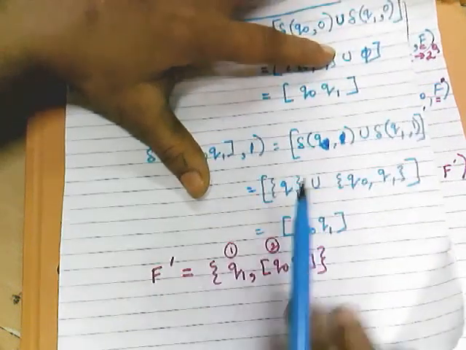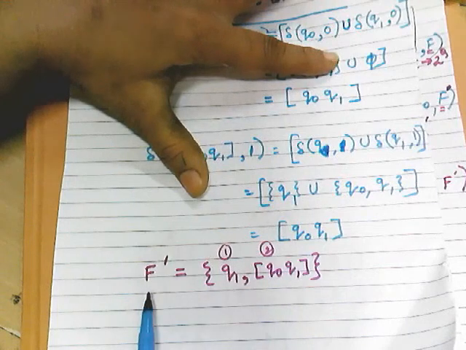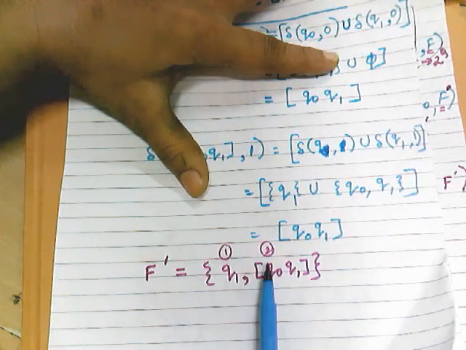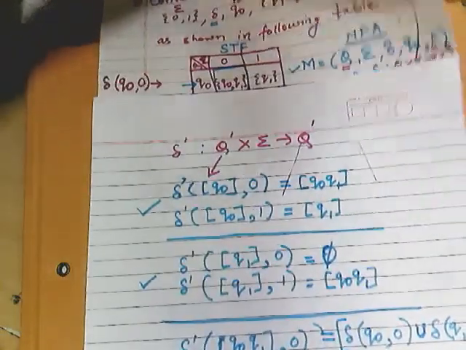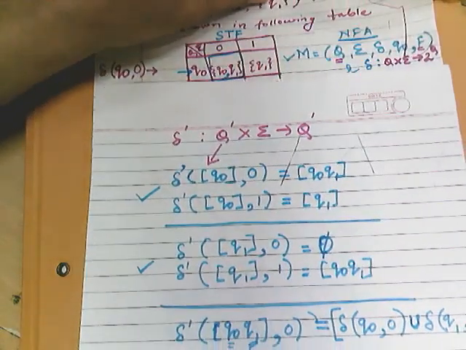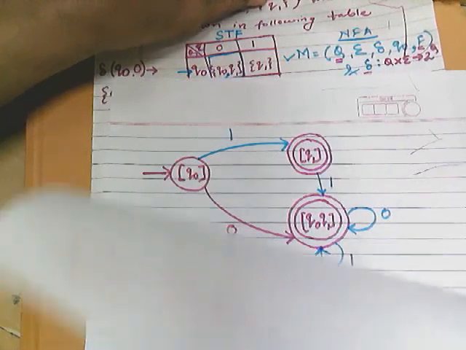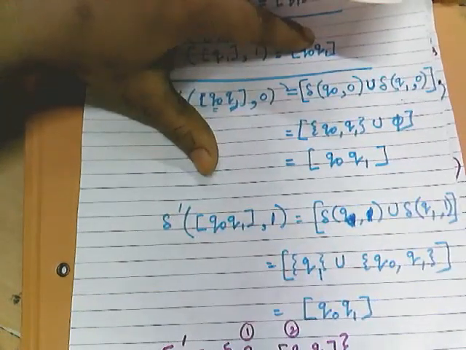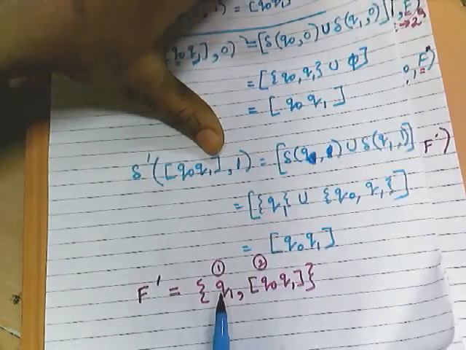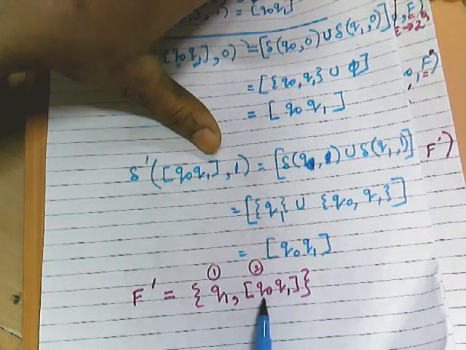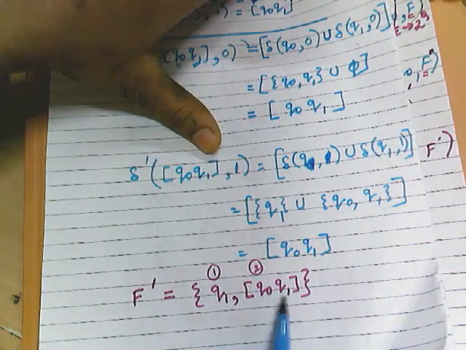Now next was how to identify the final states. Final states are identified as follows: whatever is the final state in the given NFA, wherever this q1 is appearing, in whichever combination q1 is appearing, all those act as final states. So q1 appears singly, so that will be a final state. As well, q1 is appearing in this combination. So we have 2 final states for the resultant DFA.